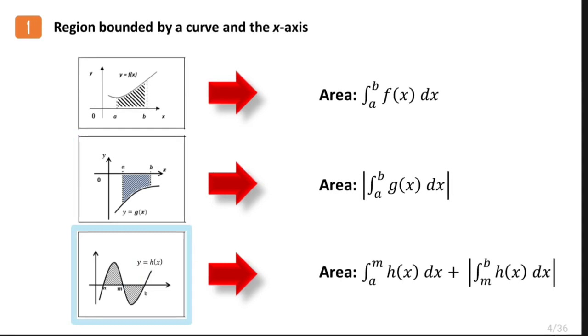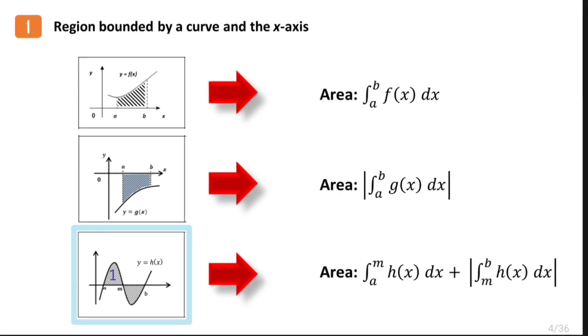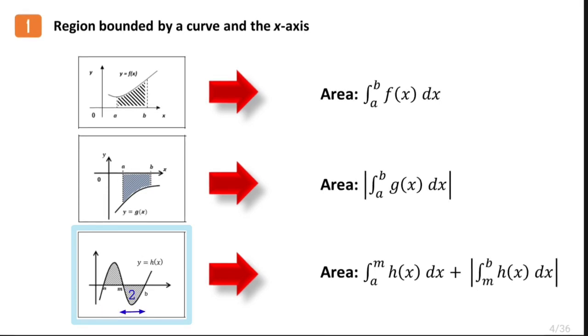And the last diagram, we have two regions. So to find these two regions, we need to integrate one by one. First, we integrate from a to m, and then plus we integrate from m to b. But region from m to b is below the x-axis, so we put modulus.